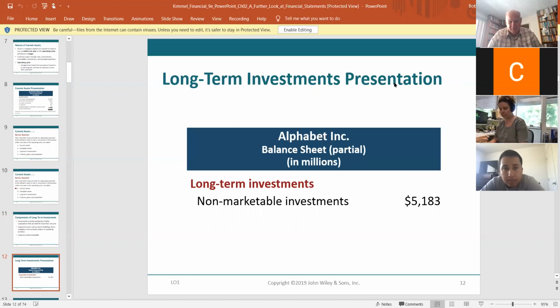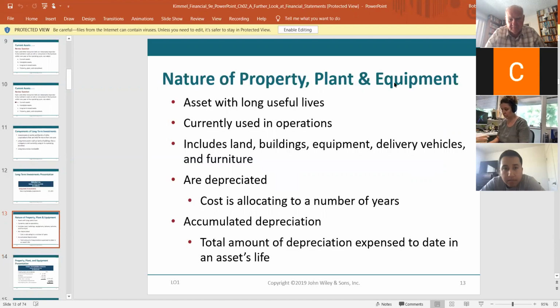You're going to have a line called long-term notes, long-term investments, non-marketable investments. A non-marketable investment is one that's difficult to sell reasonably quick. You might have to go to some special market to do it. You might have to go to the over-the-counter market. But it just means it's a little more difficult to sell than a marketable security.